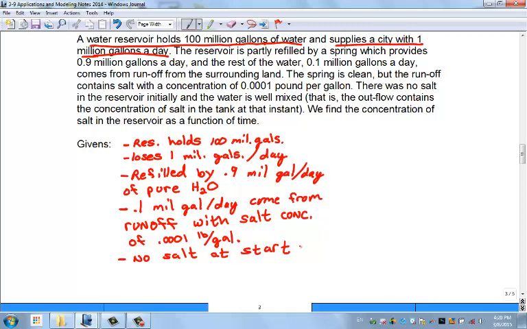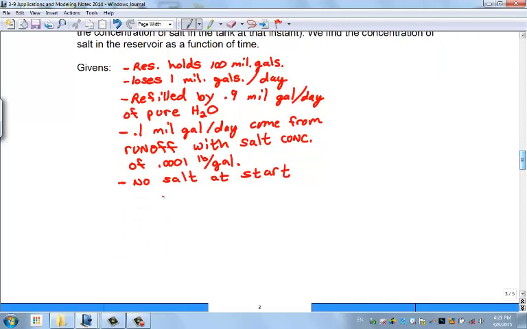What they want us to find now is we find the concentration of salt in the reservoir as a function of time. Okay, so salt is mixed instantly on entering.